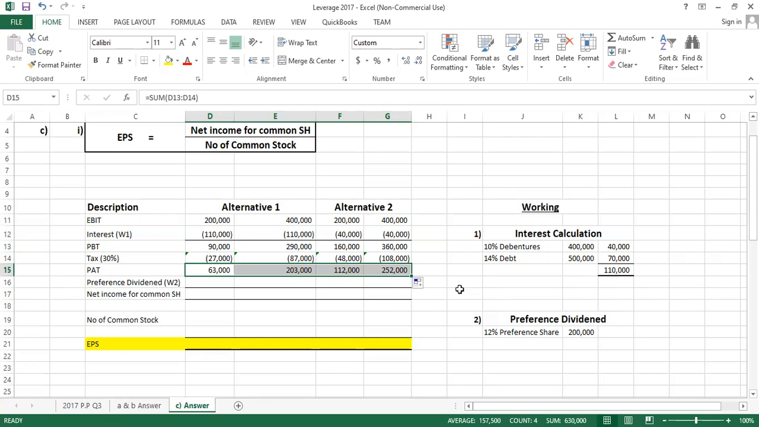Then we want to calculate the preferred dividend, because net income for common shareholders equals profit after tax minus preferred dividend. So first we calculate the preferred dividend, then we can calculate the net income for common shareholders. Let's see how to calculate the preferred dividend.